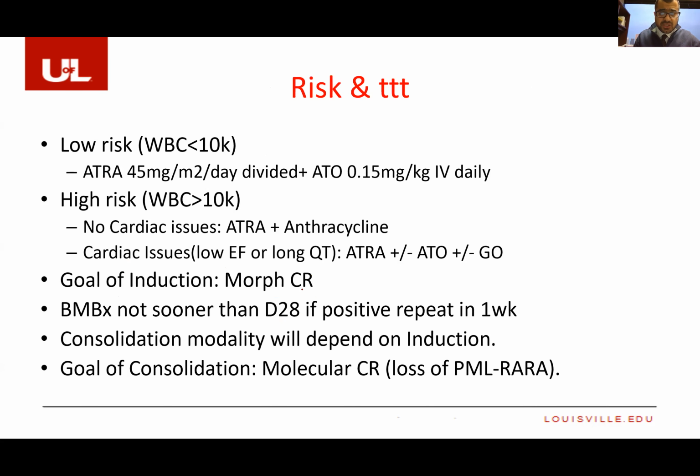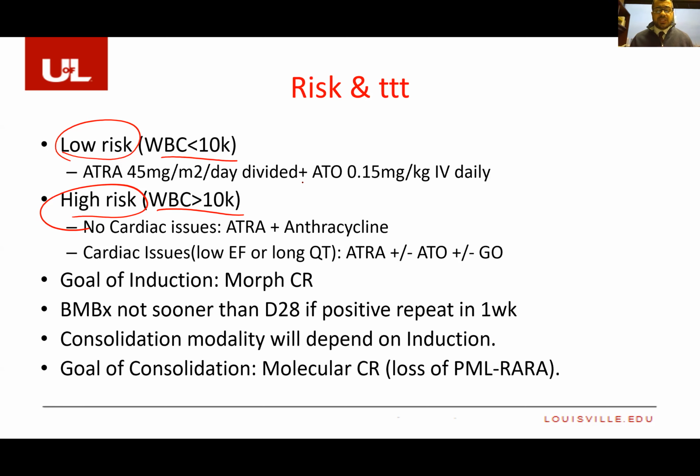The treatment is quite straightforward in APL. It just takes a long time to achieve your goals. In induction, you break them down to low risk and high risk, which is simply based on white count. That's all. It's all very straightforward. Once you have identified it based on the phenotype that Dr. Salem mentioned earlier, but most importantly, when you have HLA-DR negative as well as CD34 negative, and a positive CD33, and you're thinking this is an acute myeloid leukemia, specifically promyelocytic leukemia, you look at the white count. That's all.